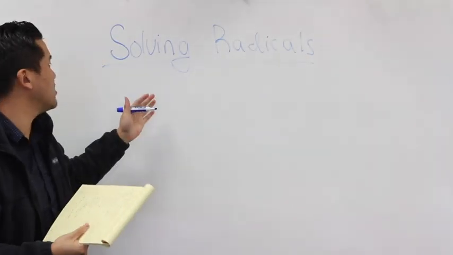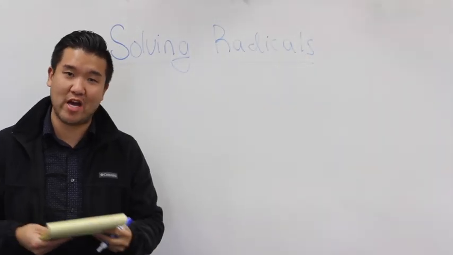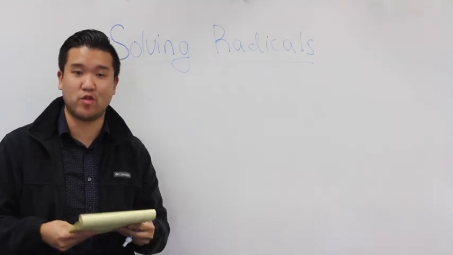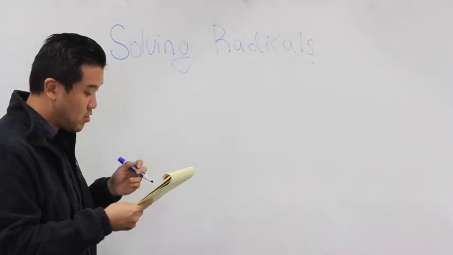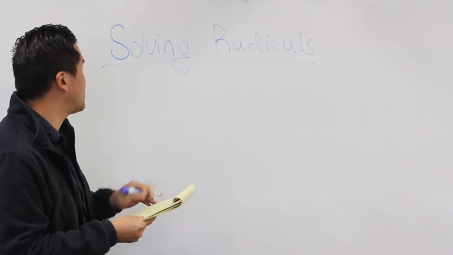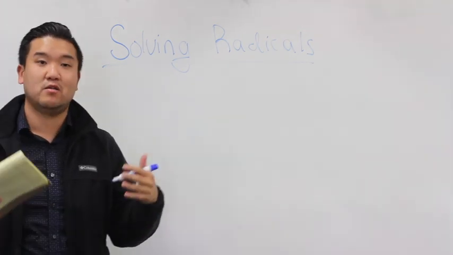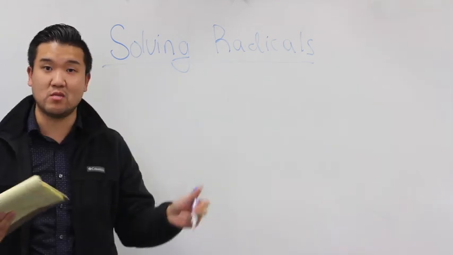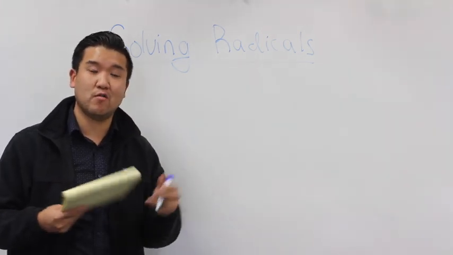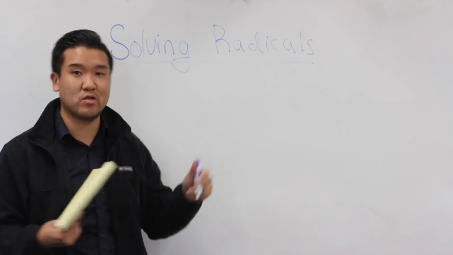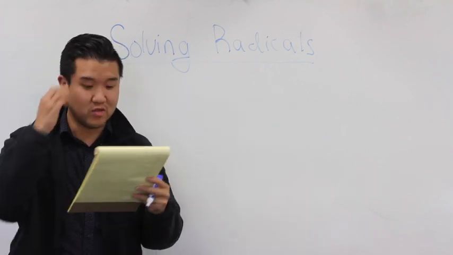Class, welcome back. We're going to do solving radicals. So radicals just means root, so square root, cube root. Our goal is to solve for a specific value. Most likely it's going to be x. When we're talking about solving, we're talking about x-intercepts on a graph.